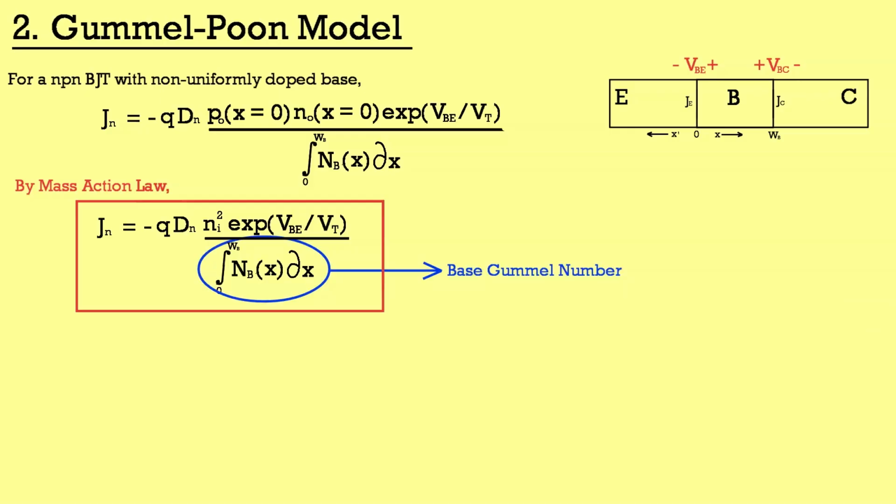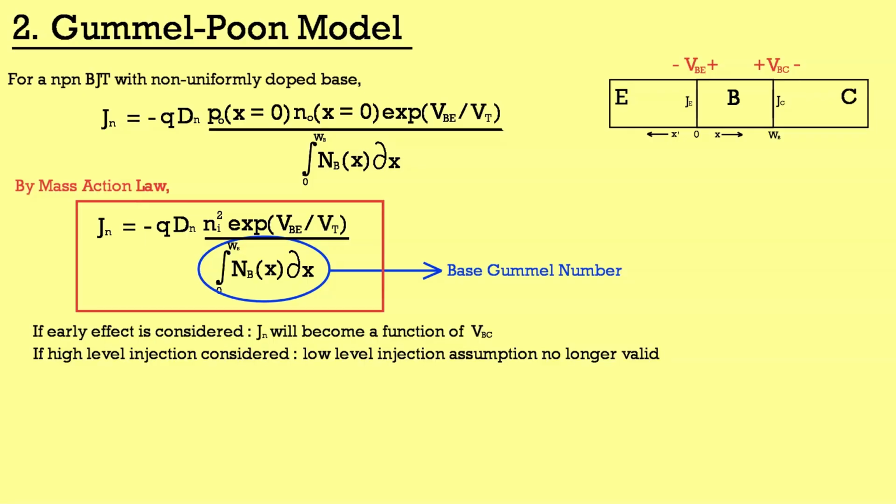You can observe our base Gummel number has been modified to bring it in terms of doping concentration of the base. The Gummel-Poon model can also take into account non-ideal effects such as the early effect and high-level injection. If we consider the early effect, then as the base collector voltage changes, the neutral base width also changes, so the base Gummel number will also change. This change in base Gummel number with base collector voltage will make the electron current density given by the above equation a function of base collector voltage.